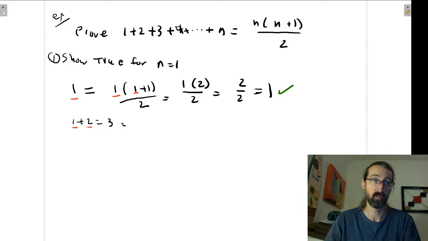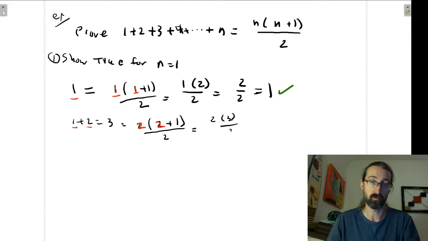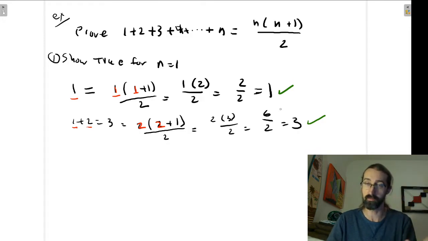For 2 numbers, I would have 2 times 2 plus 1 over 2. And that would be right. So the first 2 is because it has 2 numbers, plus 2 plus 1. Here it was 1 plus 1, so 1 number. So that's going to be 2 times 3 over 2, which is 6 over 2, which is 3. And that also works. So we're good. We can keep going, but I know it works for the first situation.